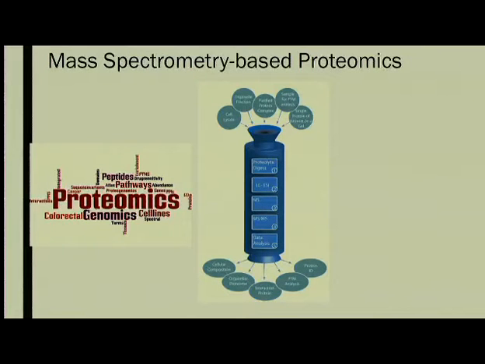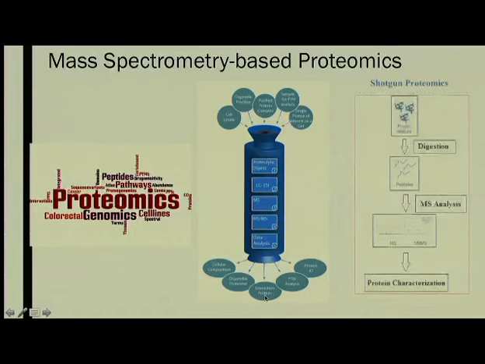So the term mass spectrometry-based proteomics is the use of technical advancements in mass spectrometry instrumentation and the availability of large databases, not only for large-scale characterization, but also for functional analysis, such as post-translational modifications and protein-protein interactions, and also for structural analysis. And shotgun proteomics is the predominant methodology that is used, and this is where a protein sample is digested into peptides, and that undergoes a mass spectrometry analysis for protein characterization.